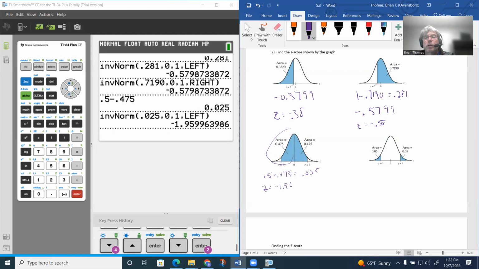That's the first one. Now to get the second one, if I'm doing left side, I've got to remember the 0.5 is the area to the left, and then the area to the right. So to find this spot right here, I have to do 0.5 plus 0.475. And that's going to be 0.975.